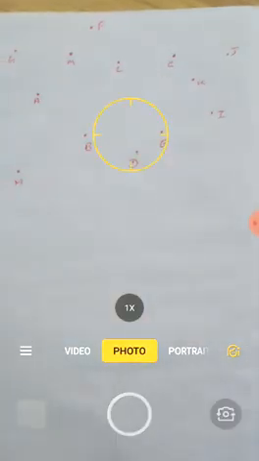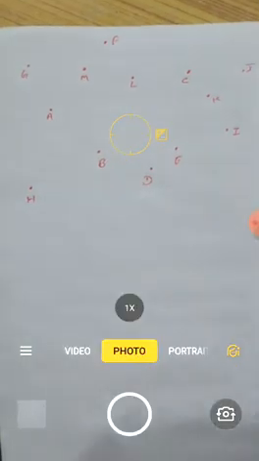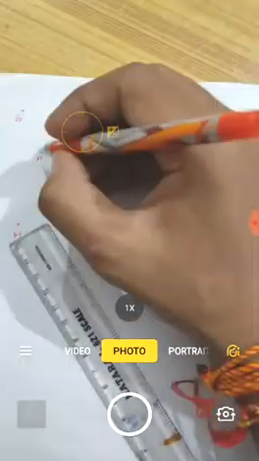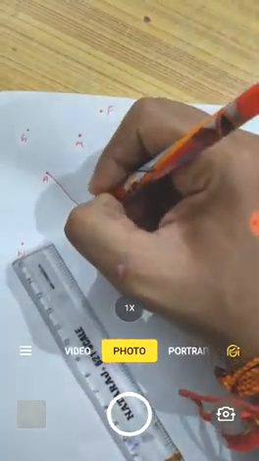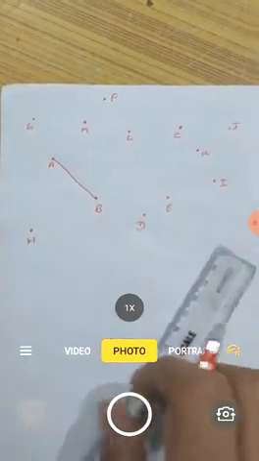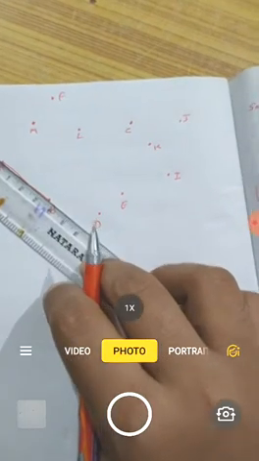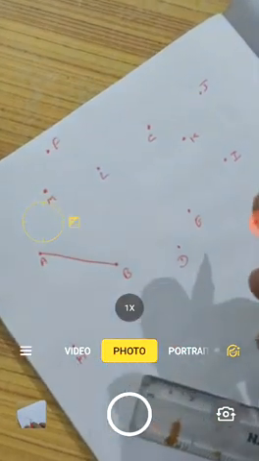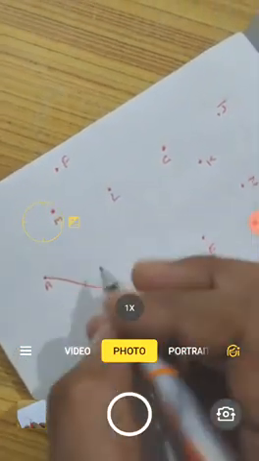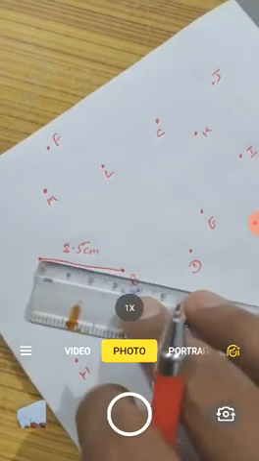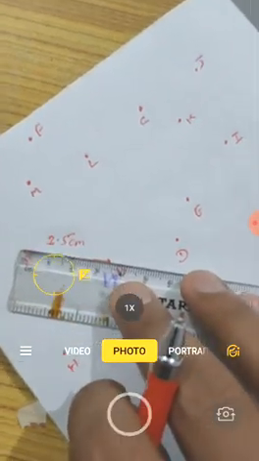Here dots were drawn, and we have to find the distance between 2 dots. So let us guess how much distance these 2 dots have. First of all, you need to guess it without measuring with the scale. Let us suppose we guessed that the distance between these 2 dots is 3.5 centimeters. Now you will use your scale to measure the distance. Let us check it.